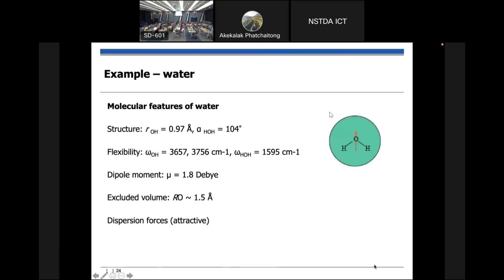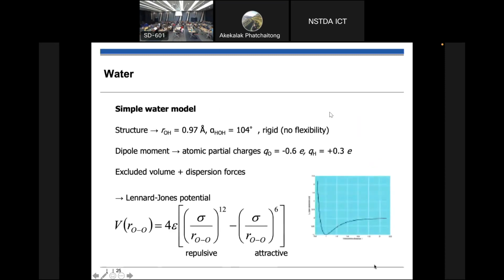So this is the water. I'm now showing you the water molecule. So this is the structure, OH distance, HOH angle 104. And then flexibility. So these are my OH bond frequencies, angle frequencies, dipole moment, excluded volume, and dispersion forces. This is attractive, right? So a simple water molecule.